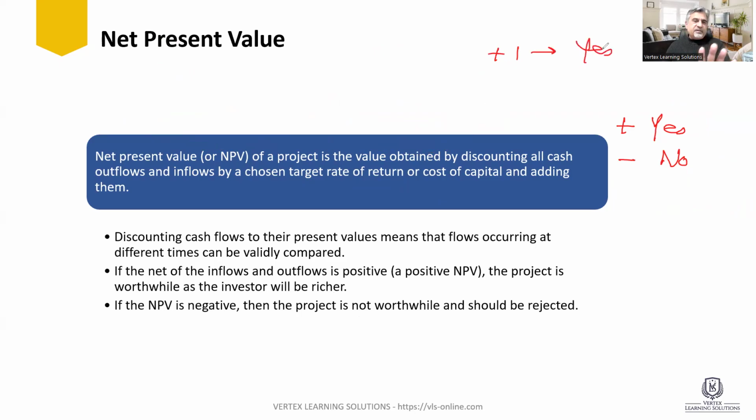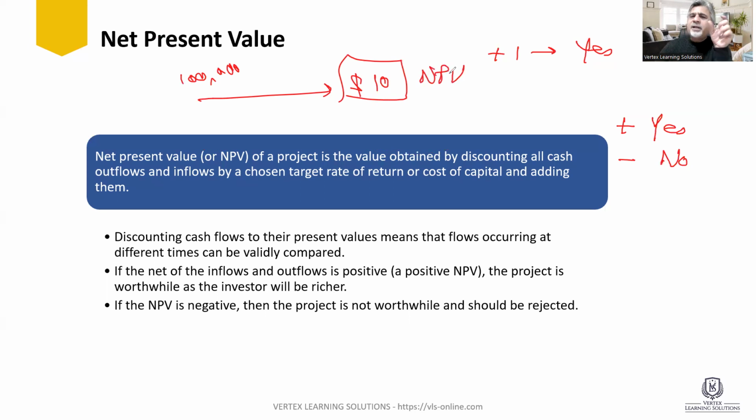Now, why? We will discuss it later, but theoretically, you might be saying, sir, I'm investing $100,000, and in the end, I get only $10 positive NPV. Is it worthwhile to get $10? No, it's not $10 actually. NPV might be $10, but what you are really getting is a different amount. We'll discuss it later. But theoretically, even if it is $10 or $1 positive, you should say yes at this point.